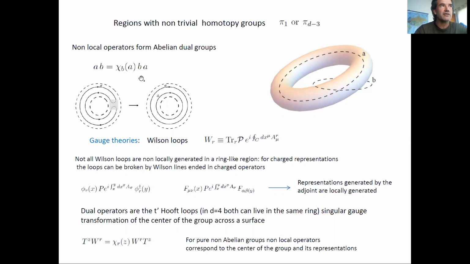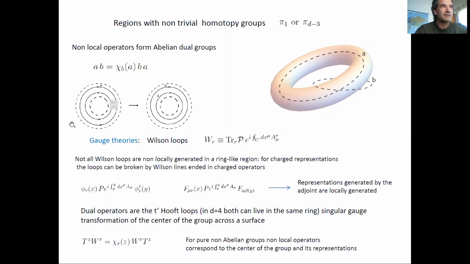And the commutation relation between the non-local operators, you can label the A, for example, by representations of this group, and the B by elements of the group. So the A's and the B's are what is called dual groups, dual Abelian groups. One is the group and the other is the group of representations. And the commutation relation is just given by this simple relation, where this chi is just the character of the representation R evaluated in the element A.